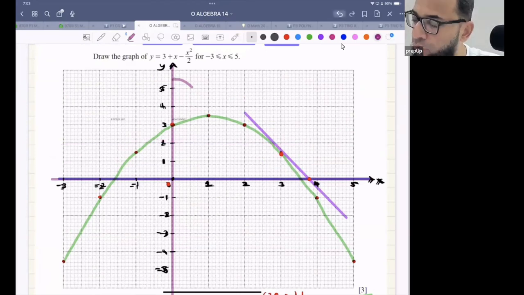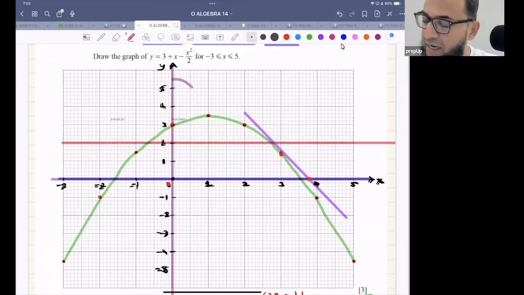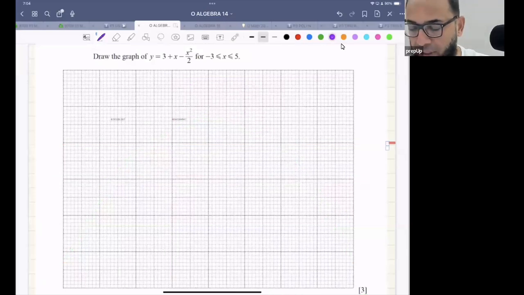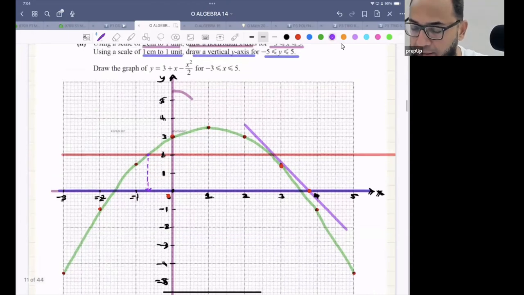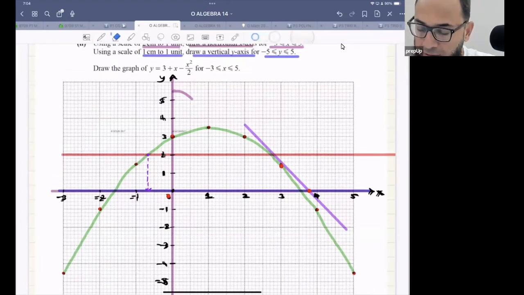I think I've already used this color. So let me choose some other color. I have drawn the line y is equals to 2, and what are the values that we are getting? We are getting this value. Why is it overlapping? I don't know. Some issue. Okay, so now let me just erase this thing. This is like this.